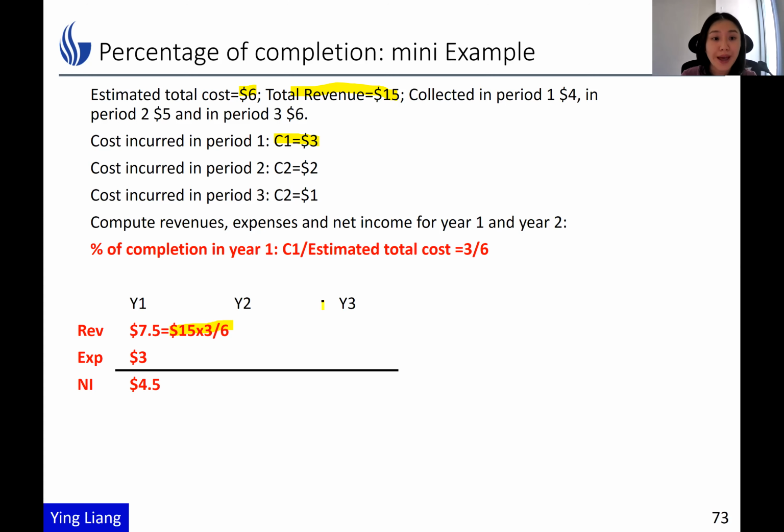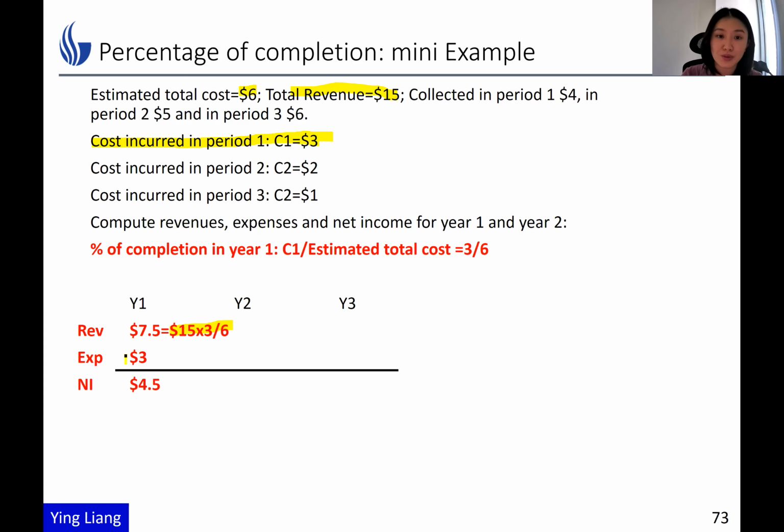How about the expense? Expense is the cost. Cost is actual, right? Cost incurred in year 1 is $3. So we simply copy paste $3 in the expense. So I have 7.5 as revenue, 3 as expense. Net income is the difference, which is $4.5. Got it? Right? Easy peasy.